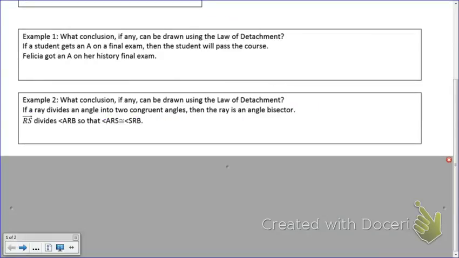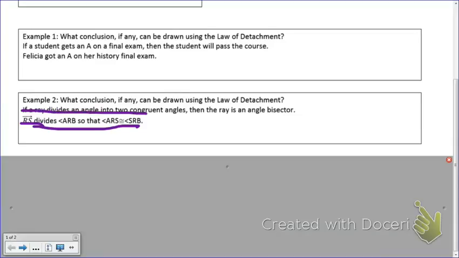In example 2, my conditional says, if a ray divides an angle into two congruent angles, then the ray is an angle bisector. My statement: ray RS divides angle ARB so that angle ARS is congruent to angle SRB. So we have to determine, does the statement match the conditions of my hypothesis, or my if part? This is a ray dividing an angle into two congruent angles, and it's telling me ray RS is dividing an angle into two congruent angles.